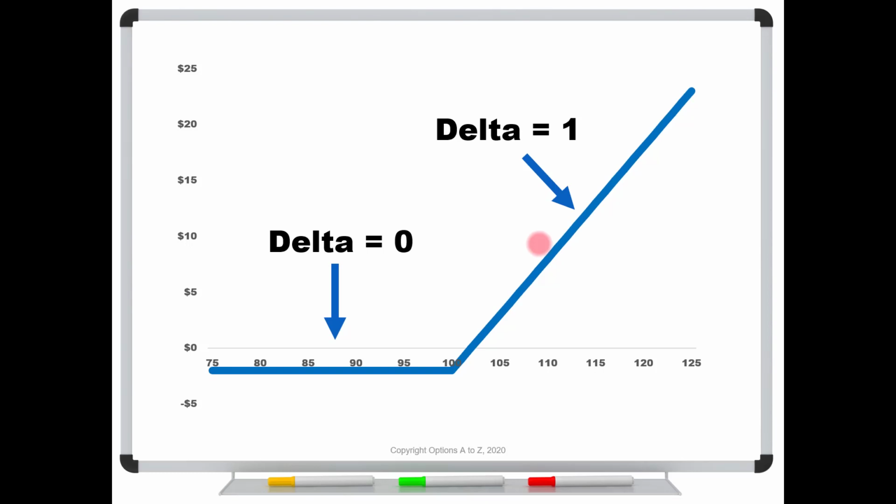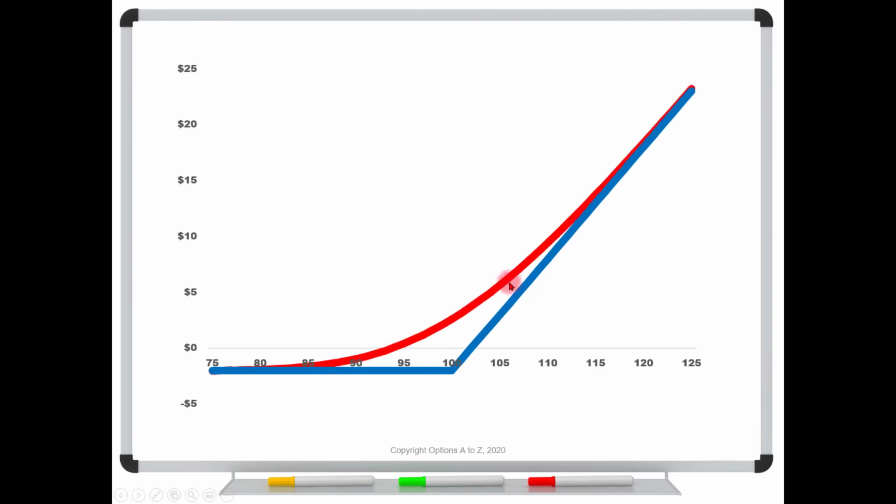But that's not true prior to expiration. Prior to expiration, you're not on this blue curve. That's why it's called an expiration graph. Let's say if you've got 30 days to go, you're going to look more like this red curve. And notice that it's not either flat or on this 45-degree angle. It's curved. It's always changing.